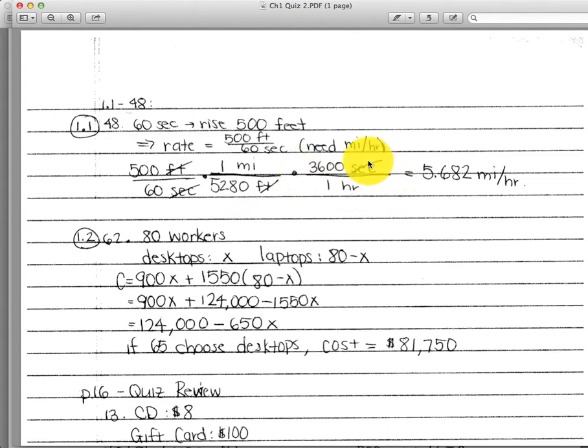Then, in order to convert seconds to hours, again, seconds is on the bottom, so I want to be able to cross it out with something on the top. I'll put seconds on the top. There are 3,600 seconds in 1 hour. The 3,600 goes with the seconds because there are 3,600 seconds in the hour. And then those units cancel out, and you're left with miles per hour. Then in your calculator, you can do the calculation. You should get 5.682 miles per hour.